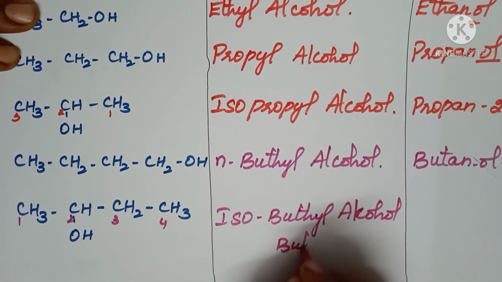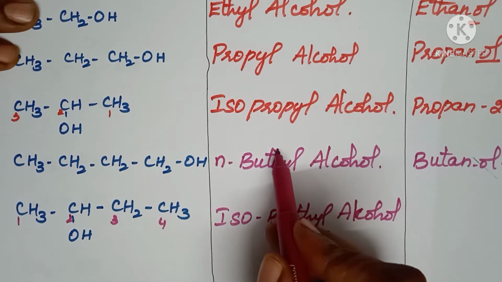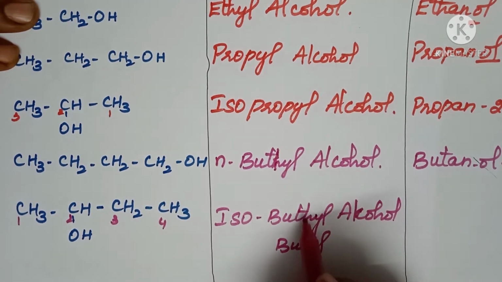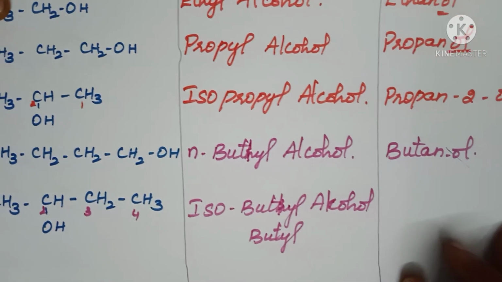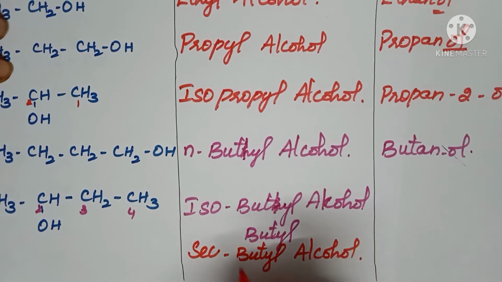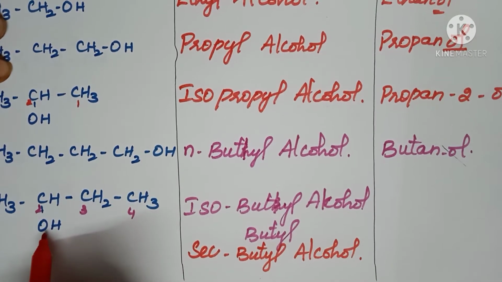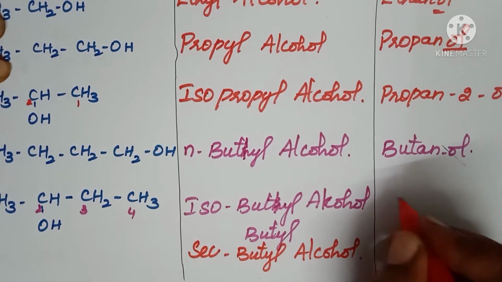Butyl, B-U-T-Y-L, butyl alcohol. Okay. So now what is the IUPAC name? See here, CHOH is coming, no? So we can say it is a secondary butyl alcohol also. Now what is the IUPAC name?